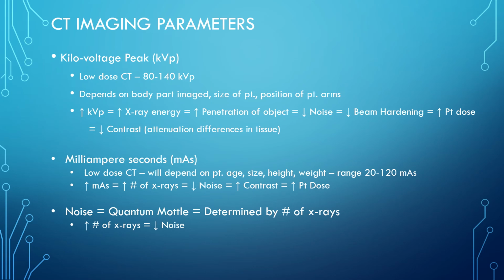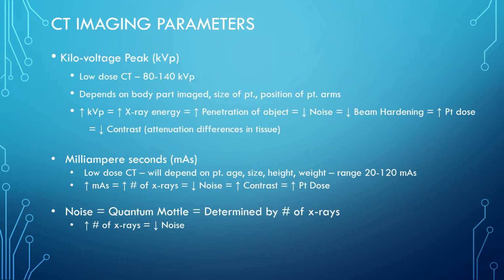Now with the milliampere or mAs, a low dose CT will depend on the patient's age, size, height, and weight, but the range is about 20 to 120 mAs. Closer to 400 is the range that you would use for diagnostic CT. So the low dose mAs are sufficient. When you increase the mAs, you're increasing the number of X-rays. This will decrease noise and increase the contrast of the image, but it will also greatly increase the patient dose.